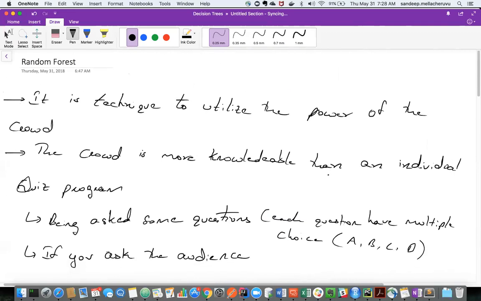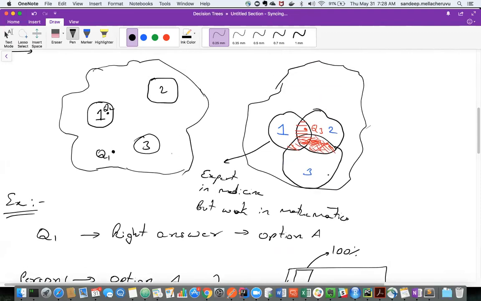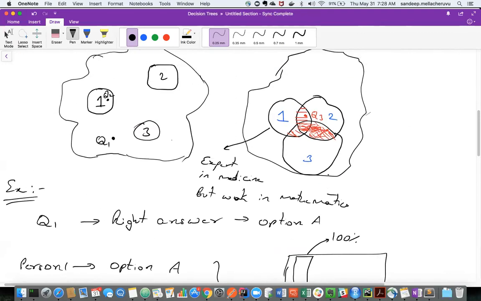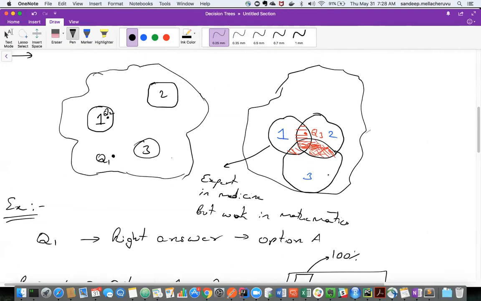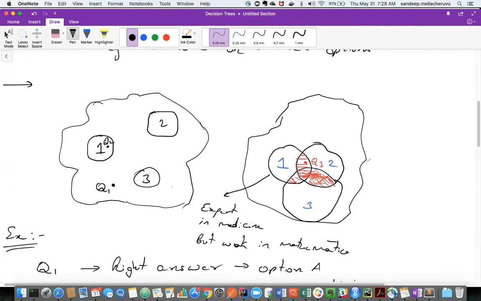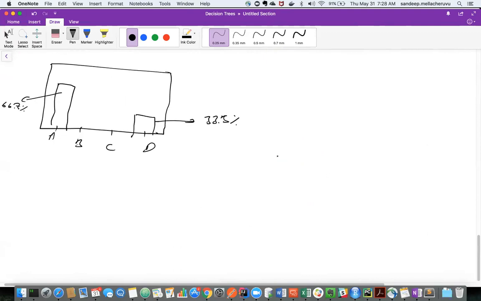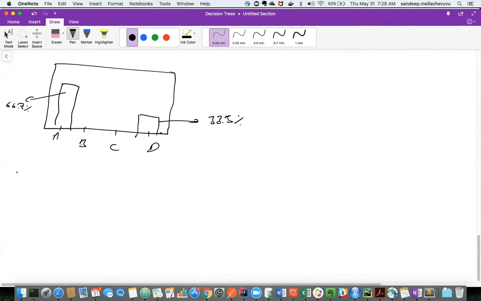Okay, continue. So I think you got the idea about how we get a better prediction or better answers by increasing the number of people in the crowd. So let's try to understand the same thing from the aspect of ensemble methods.